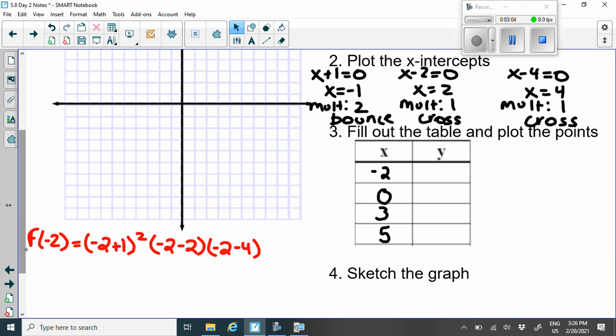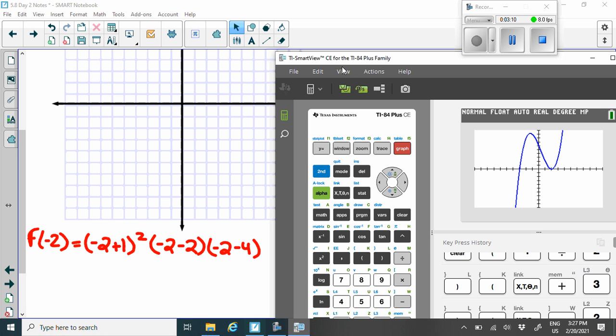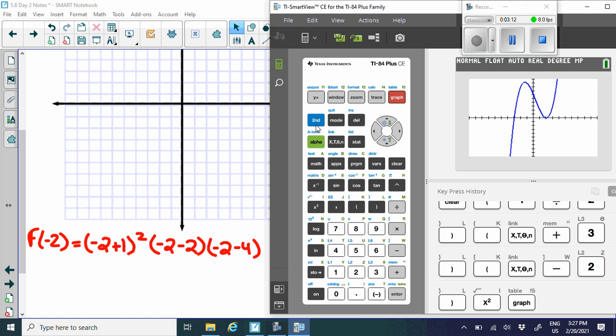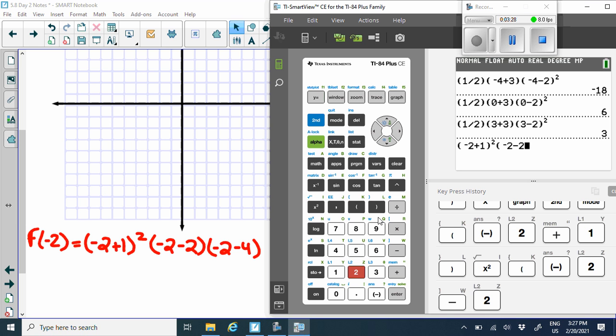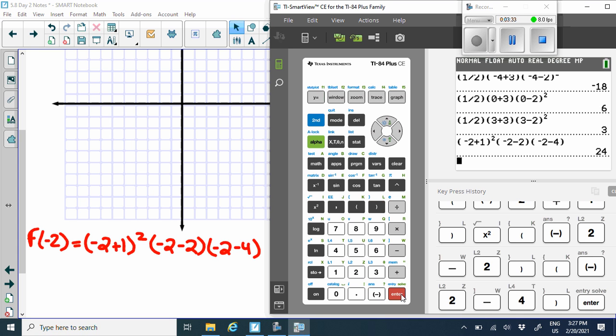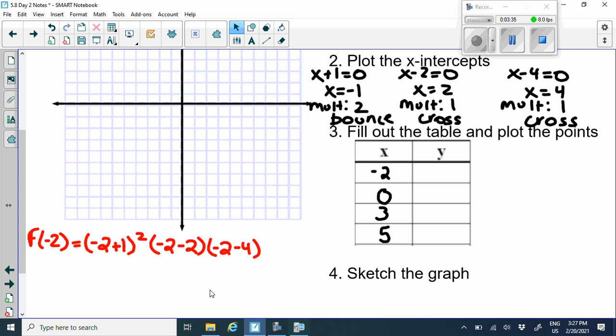Once again, we're just going to use our calculator to plug this whole thing in to make it easier on ourselves. And then anytime you need to quit, do second mode. That's what that means, quit. Okay, so I do negative 2, make sure you use the negative sign, then plus 1 squared. Then I do negative 2 minus 2, and then negative 2 minus 4. And press enter. I get 24, so I'm going to write that in my XY table. Now remember, if I'm going too fast, always pause the video, okay?